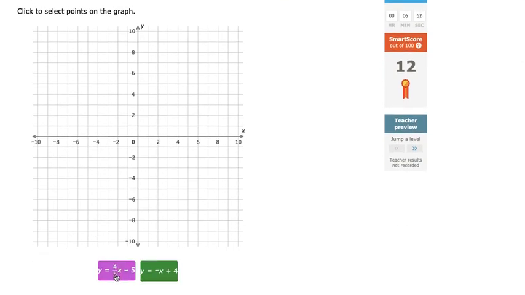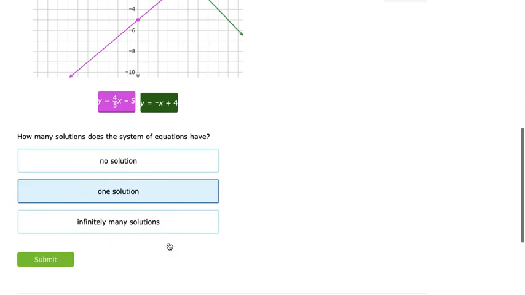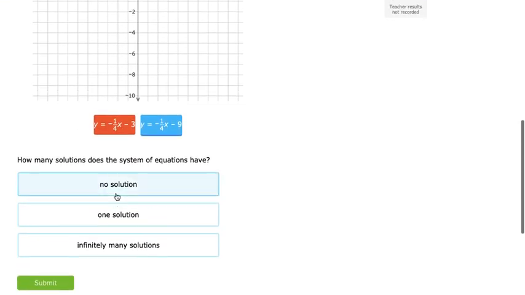Our next one here. Let's graph this line. My y-intercept is -5 because that's my b. My slope is up 4 over 5. My next line, the green line, my y-intercept is +4 and my slope is down 1 over 1. So right here, x is 5, y is -1. We have one solution. It's x is 5, y is -1. So this is a pretty easy IXL here.